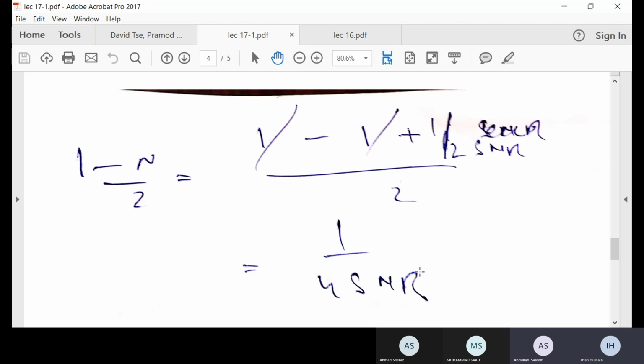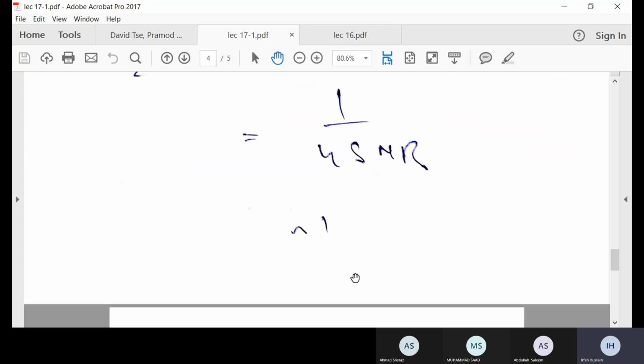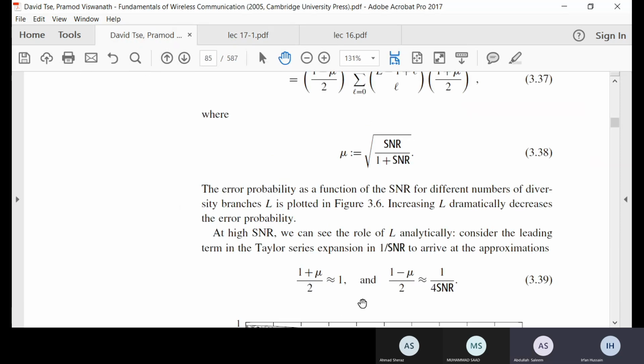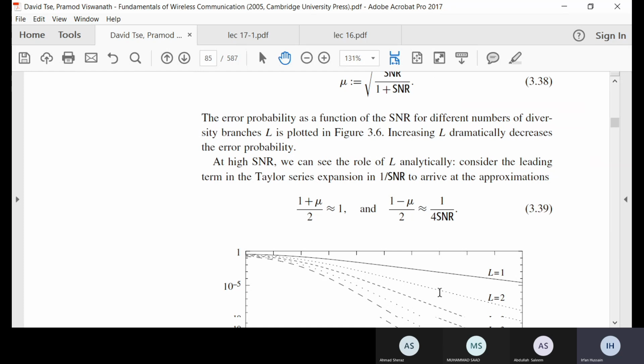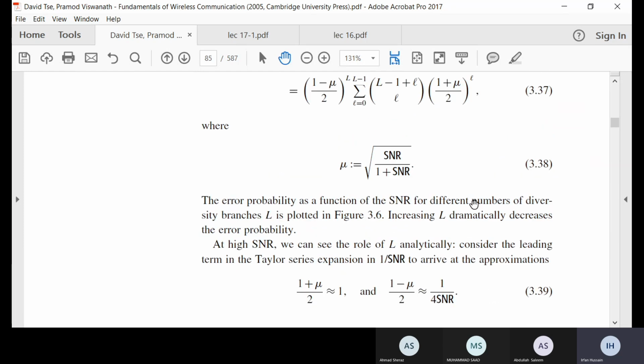Similarly, I can write 1 minus mu. So mu was equal to 1 minus half SNR, so this becomes minus 1 half, 1 cancels, becomes 1 over half SNR. So 1 minus mu over 2 comes out to be 1 over 4 SNR. So with these proven approximations, I put these values here. So this becomes 1. So the 1 of L is just 1. This becomes 1 over 4 SNR times L.